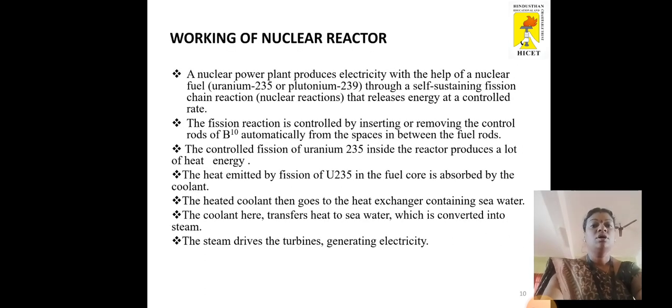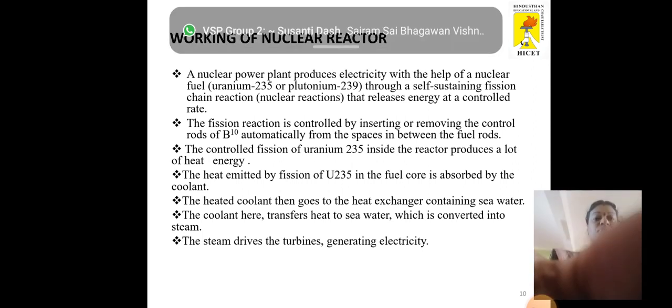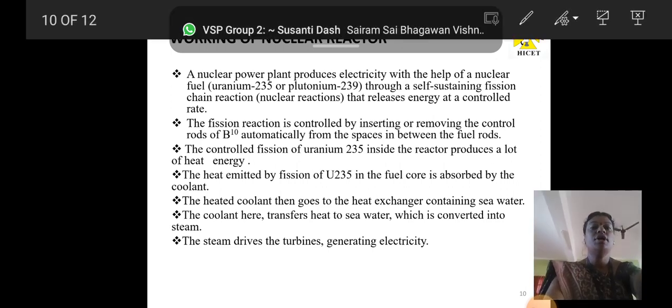Next is the working of the nuclear reactor. In the nuclear reactor, we know the fuel element is nothing but uranium, plutonium, like these radioactive elements. They will undergo self-sustaining fission chain reactions, and it releases a tremendous amount of energy. Since the cadmium and boron rods are placed alternately to the fuel rods, the fission reaction takes place in a controlled manner by inserting or removing the control rods. The controlled fission of uranium inside the reactor produces heat energy. That heat energy enters the next column, that is the coolant. I'll show the block diagram.